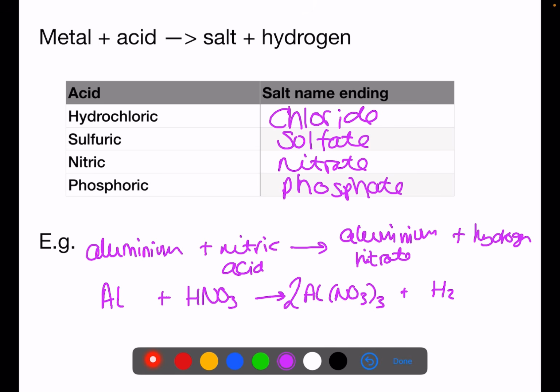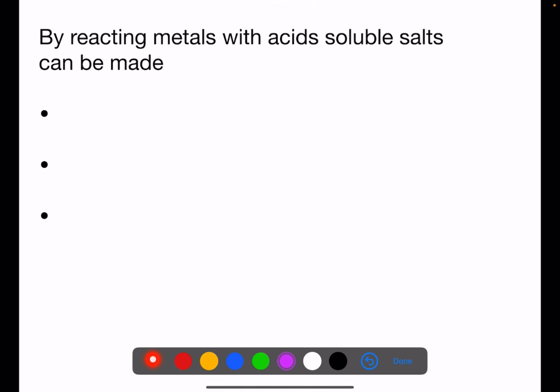That now gives us 2 aluminium, which we can put on the left-hand side. And we now have 2 times 3, 6 NO3s. So we can put a 6 in front of the HNO3, and that allows us to put a 3 in front of the H2. By reacting metals with acids, soluble salts can be made.